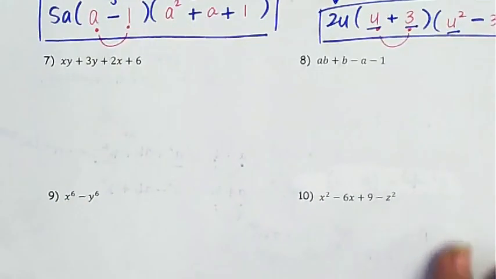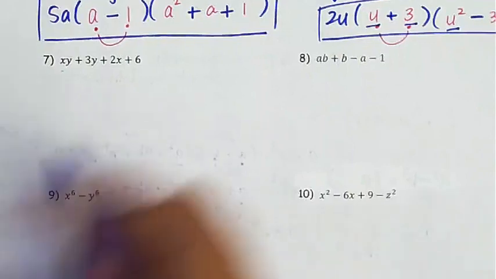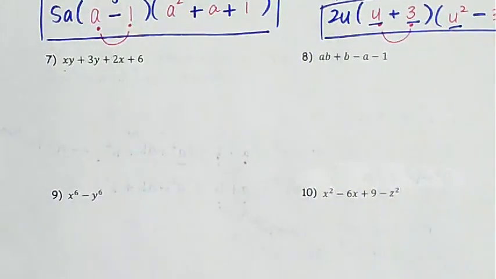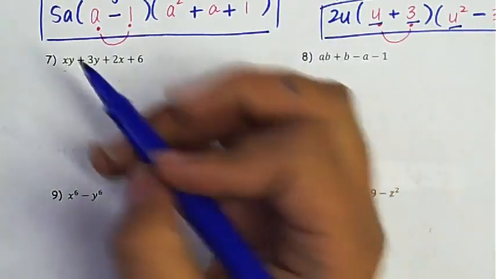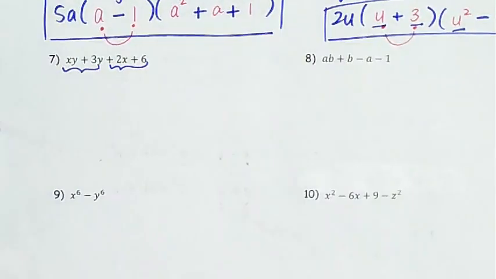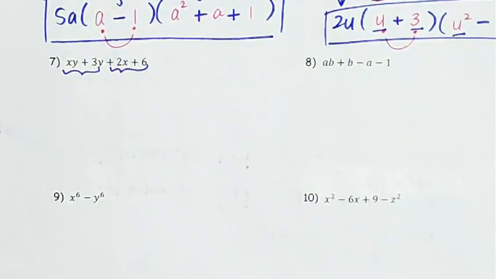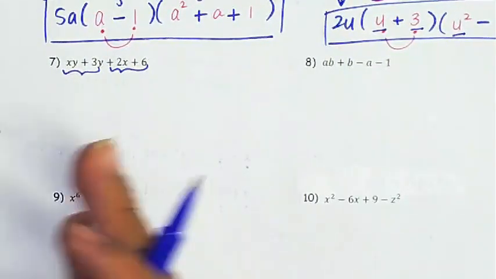Number 7. What do they all have in common? Nothing. Is it a binomial? No. Is it a trinomial? No. It's 4 terms. So we're going to do grouping. In Algebra 1, we used to group the first two and then the last two. So we're going to do that. But it doesn't always work. So beware. You can also group things out of order, but I always start in order, 2 and 2.